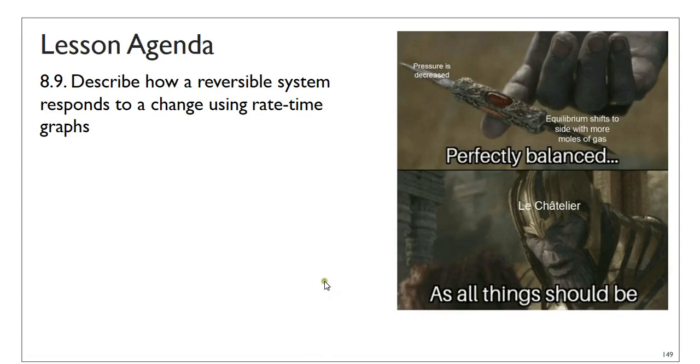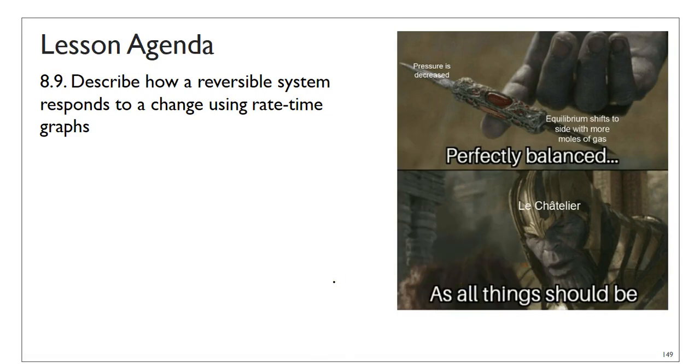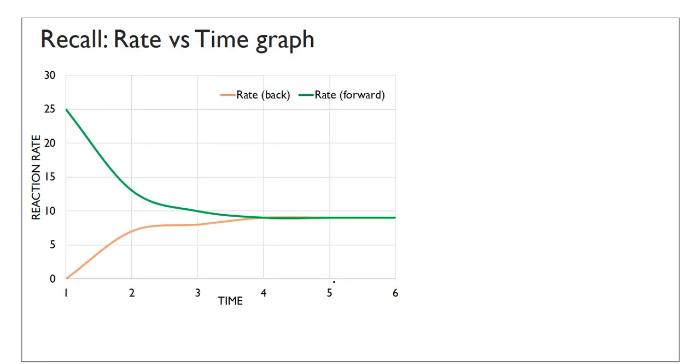Welcome back everyone. In this video, I will be discussing how we can use rate over time graphs to represent how an equilibrium system responds to change. Now, you should have seen a rate over time graph before. This was the one that was plotted when we did the trading game at the very start of the topic, so the game between A and B.